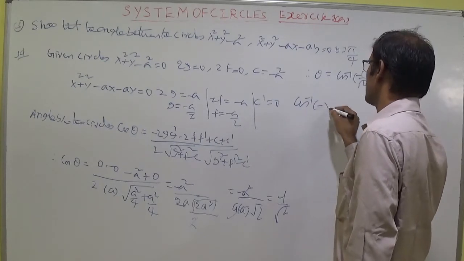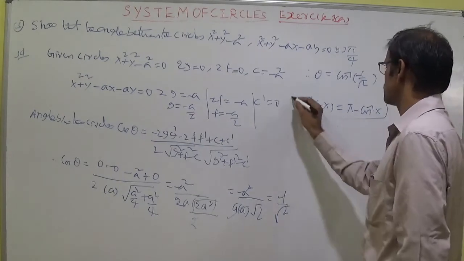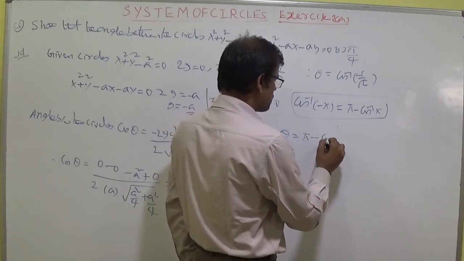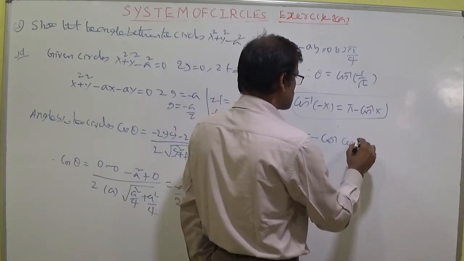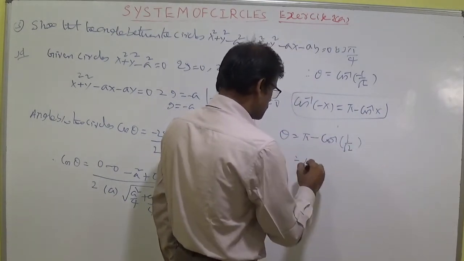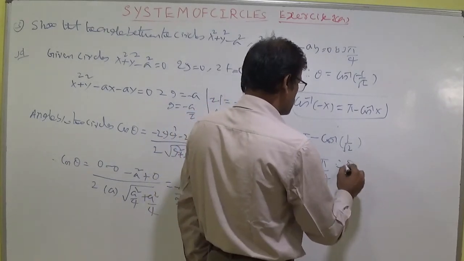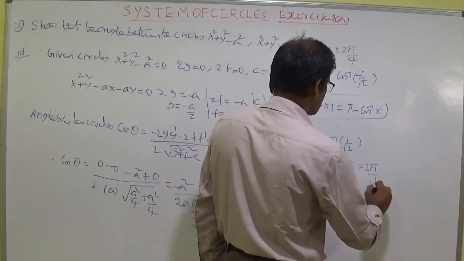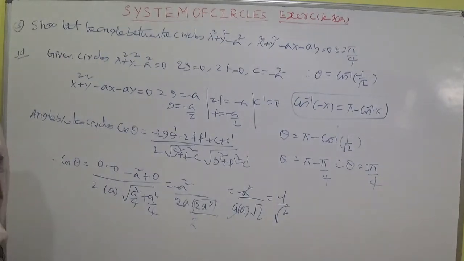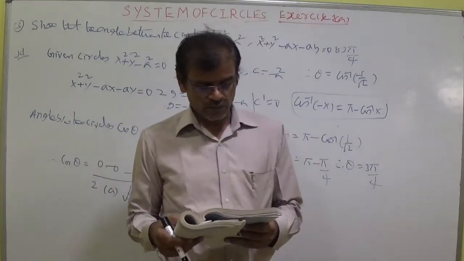Remember the formula, cos inverse of minus x is equal to pi minus cos inverse x, an inverse trigonometric property. So you can write here pi minus cos inverse of 1 by root 2, that is equal to pi minus pi by 4. Therefore, the angle between the two circles, theta, is equal to 3 pi by 4, which is the correct answer. Roman number 1 completed from my end.